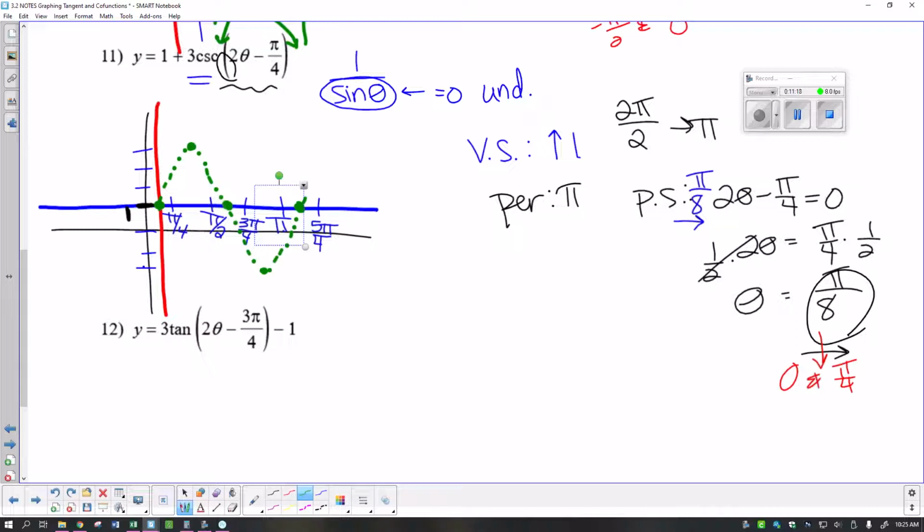Anywhere that this is on this blue line here, anywhere those points for sine are on here, we're going to have our asymptotes. So there will be an asymptote here. There will be an asymptote here. See, it does not like dotted lines. I hate it. I'll go slower.